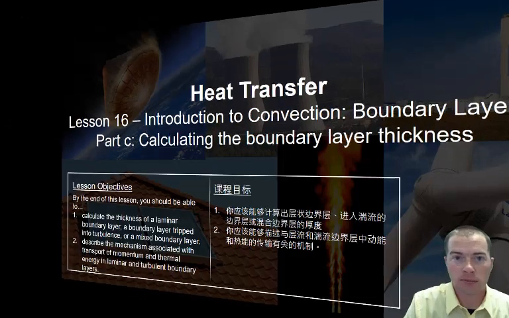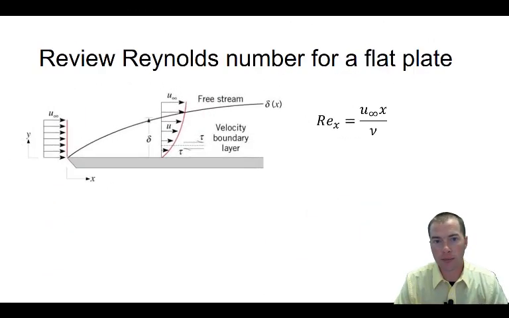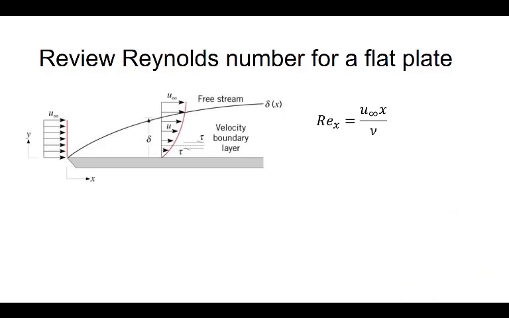On with the lesson. We saw in the previous lesson that the Reynolds number plays a critical role in predicting the thickness of laminar and turbulent boundary layers. Let's review what the Reynolds number is. The Reynolds number is a dimensionless grouping of variables. It is often calculated using the kinematic viscosity of the fluid, which is denoted by the variable nu.